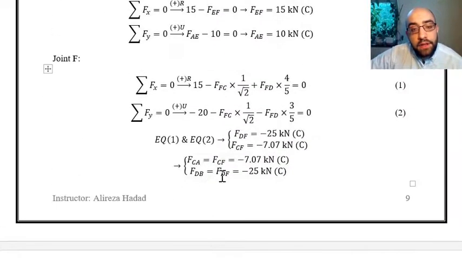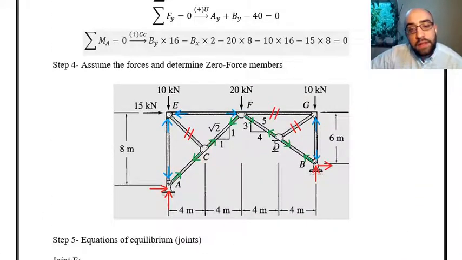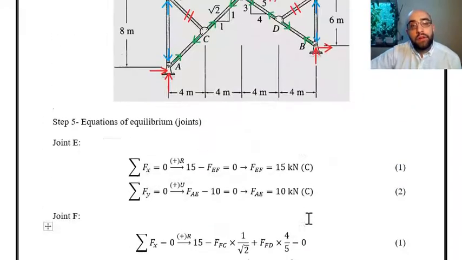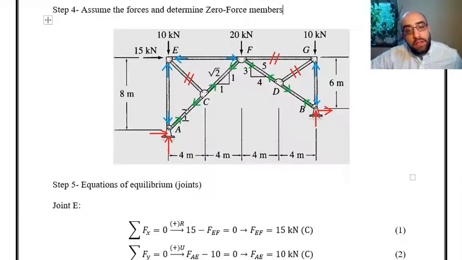That's why I have these terms over here. FCA is equal to FCF, and that is minus 7.07, and the member DB is exactly equal to DF, and that is minus 25. Again, these are also negative, which means that my guess was wrong and these members are in compression. I assumed the members are in tension, but the members are in compression.